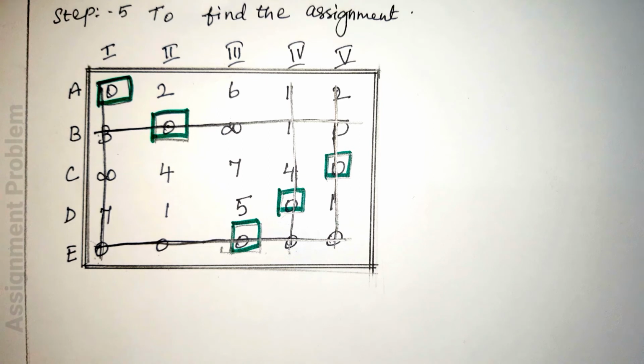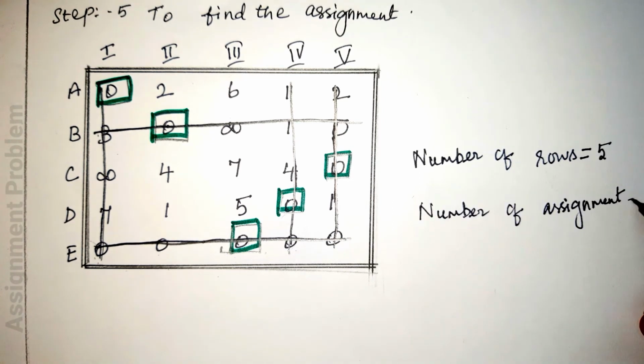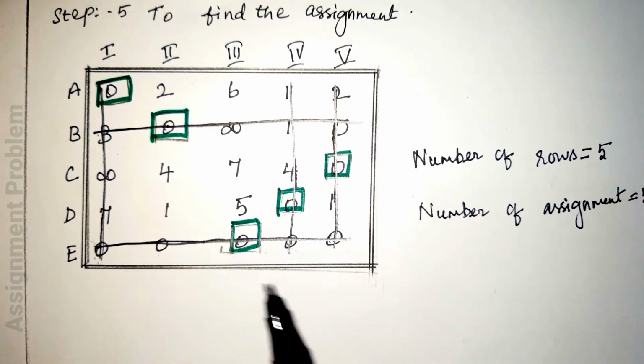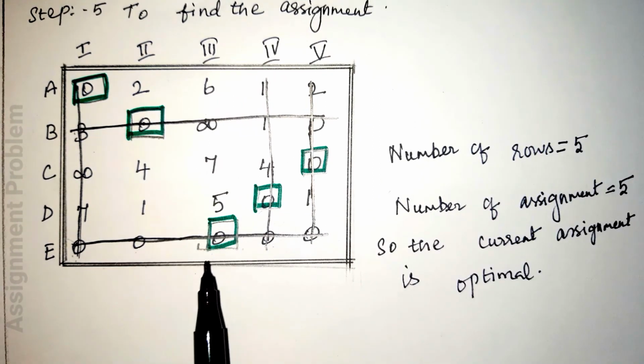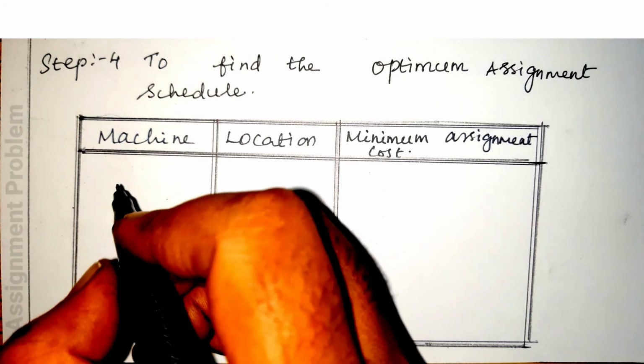Next you have to check whether the number of rows is equal to the number of assignments or not. Here the number of rows is equal to 5. Number of assignments is equal to 5. 1, 2, 3, 4, 5. Here each row and each column contains a single assignment. So the current assignment is optimal. Next we have to find the optimum assignment schedule.